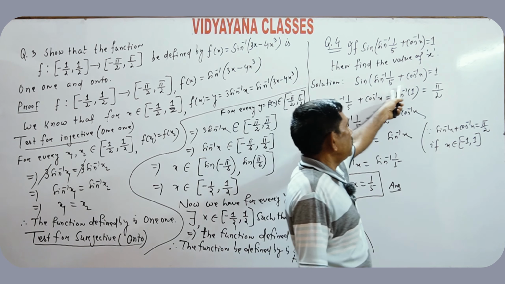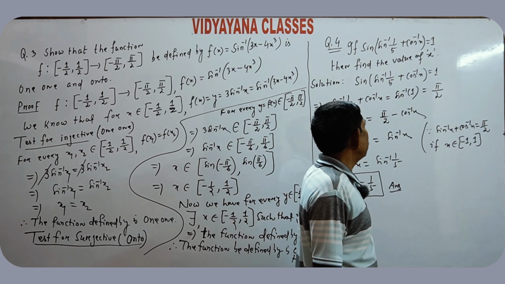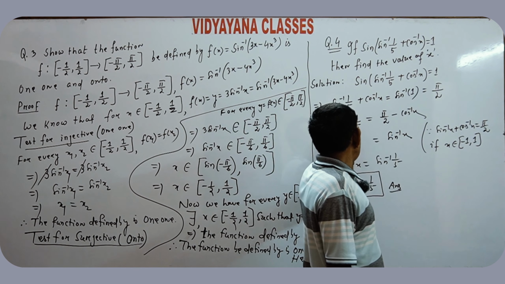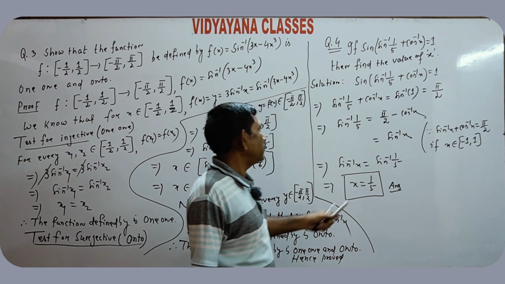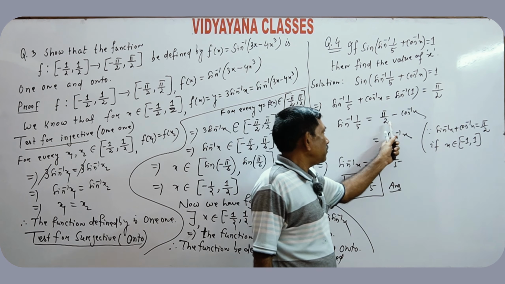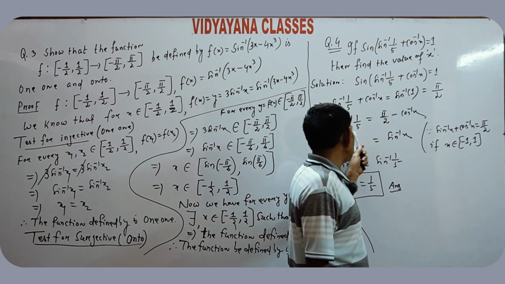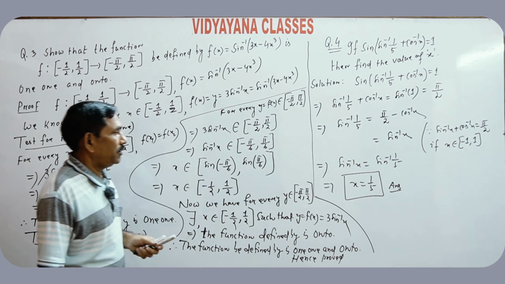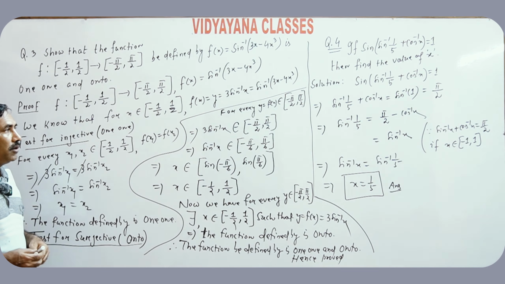Sin⁻¹(1/5) plus cos⁻¹x is equal to 1. This value is sin⁻¹1. Sin⁻¹1 is equal to π/2. Sin⁻¹(1/5) is equal to π/2 minus cos⁻¹x. π/2 minus cos⁻¹x is equal to sin⁻¹x. Sin⁻¹x is equal to sin⁻¹(1/5). x is equal to 1/5. Clear? Okay, note down.